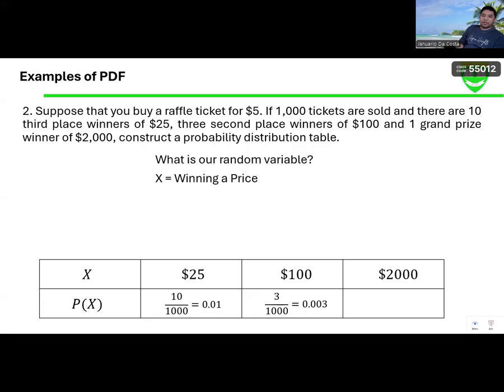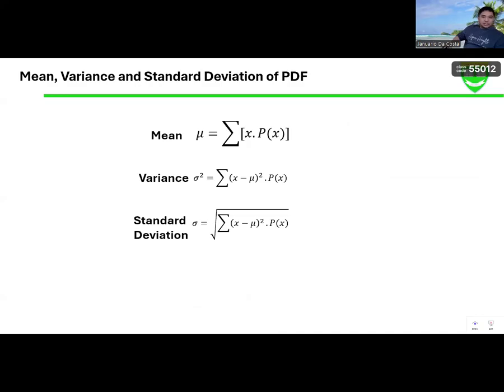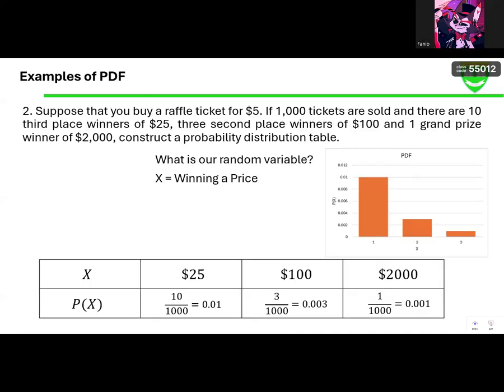What about the probability of winning $2,000? What is it? Just 1. One of what? Just one? 1 out of 1,000. Okay, be careful. If you say just one, that's 100% of the total tickets. Doesn't make any sense. Okay, 1 out of what? 1 out of 1,000, which is 0.01. So when you plot this, this is your probability distribution function. Do you understand? Yes, teacher.